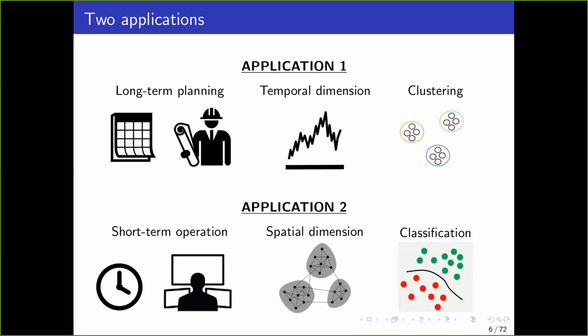In this presentation, I'm going to talk to you about two different applications of machine learning tools in power systems. The first application is a long-term planning problem. We are going to focus on the temporal dimension, and the machine learning we are using is clustering. And the second one is going to be a short-term operation problem. We're going to focus on the spatial dimension, and we will use classification techniques.